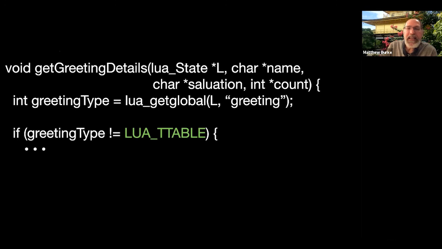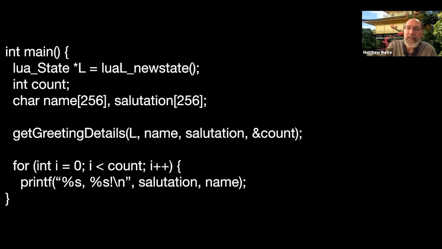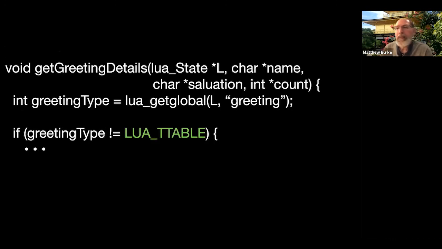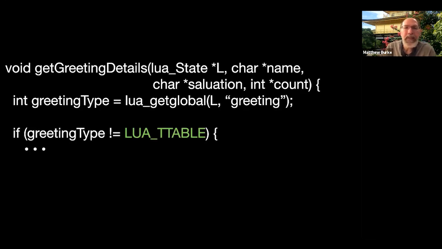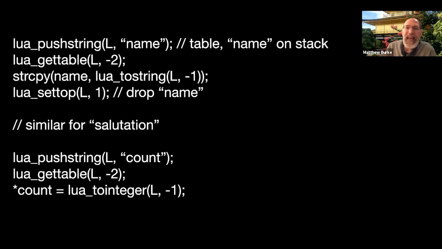So this greeting details, we pass in a pointer for name. Notice on the slide below here, I've got 2 character buffers, one for name and salutation. I'm going to pass them both in, and then I'm going to make use of that ampersand to turn the count variable into a pointer. And here's the crux. For simplicity's sake, I'm going to assume my table is in a global variable called greeting. And then I need to get items out of that table.